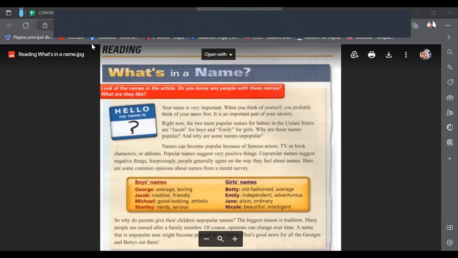Boys' names. George, boring. Jacob, creative, friendly. Michael, good-looking, athletic. Stanley, nerdy, serious. Girls' names. Betty, old-fashioned, average. No sé cómo se pronuncia ahí. Average. Emily, independent and adventurous. Jane, plain, ordinary. Nicole, beautiful, intelligent.